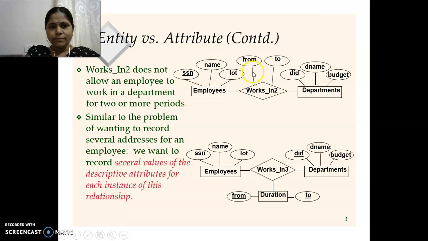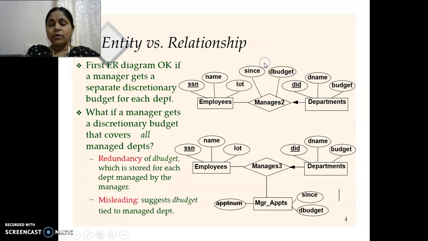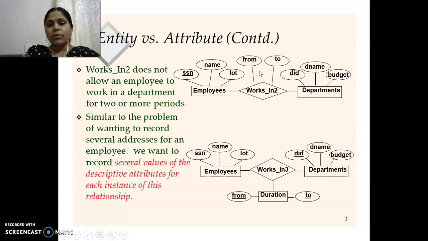Now, here worksin has two attributes, from and to. These are called descriptive attributes. So here the worksin cannot allow more than one value for from and to. In such cases, we can solve the problem this way: worksin with another entity, duration, where we maintain the from and to values in the duration entity. In this way, we can address this issue.